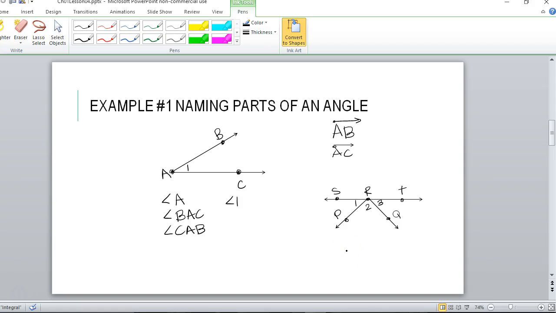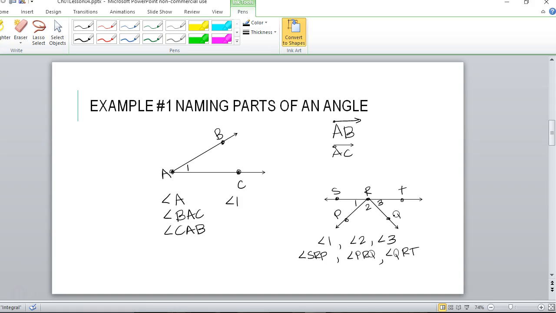All right. First, name all the angles that have R as a vertex. Name all angles that would have R as a vertex. So you should have named angle 1, angle 2, and angle 3, or you can name with 3 letters, angle SRP, angle PRQ, which would be this angle, and then also angle 3 could be named as angle QRT. Right, there are my 3 angles and 3 different ways to name them.